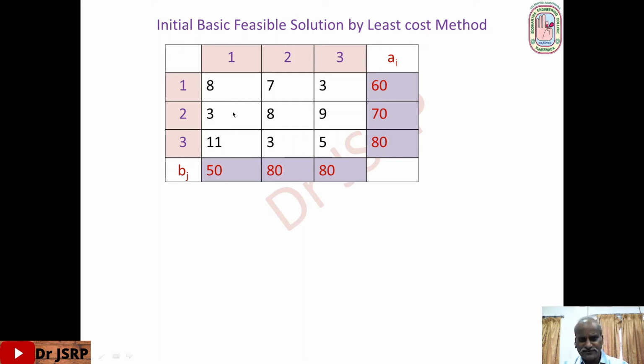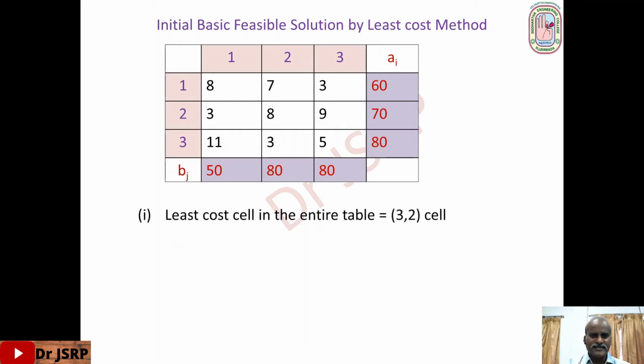Okay. So there is a tie for the least cost cell. So arbitrarily we can take either of these 3 cells. There is no rule to break the tie. Okay. So arbitrarily I take the 3 2 cell. So the least cost cell in the entire table is the 3 2 cell. So x32, for this cell the available amount is 80 and the required amount is 80. So x32 equals the minimum of 80, 80, that is 80. So write here 80 and circle it. That means this is a basic cell.